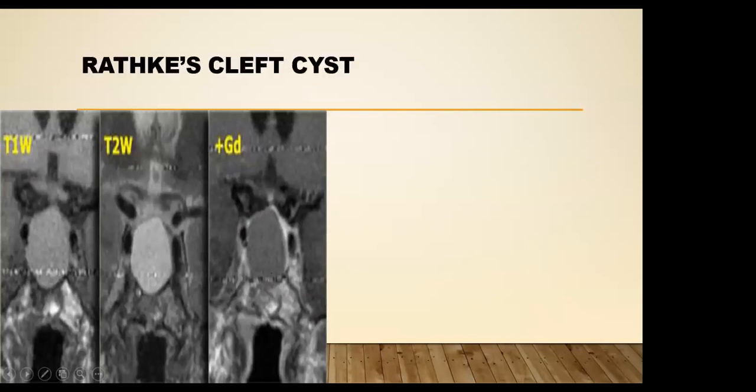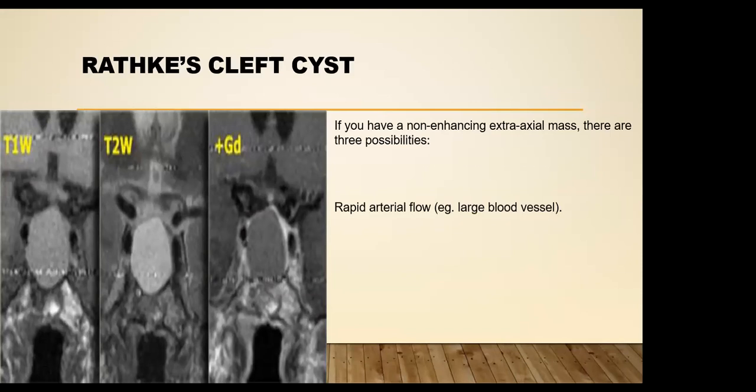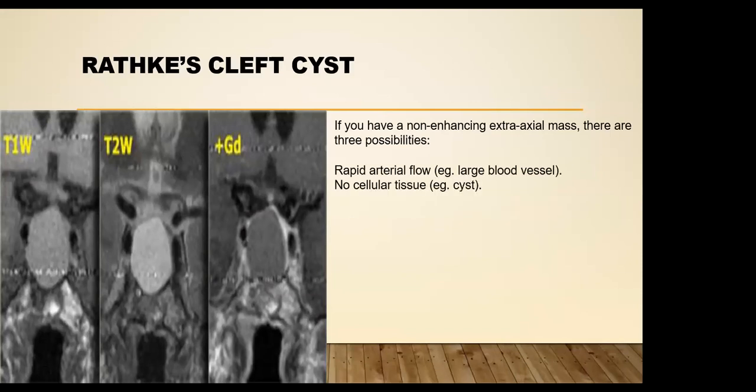When there is a non-enhancing extra-axial mass, think about three possibilities. It is either a rapid arterial flow and it is a large blood vessel, or there is no cellular tissue and it is a cyst, or there is no blood supply, an infarcted mass.